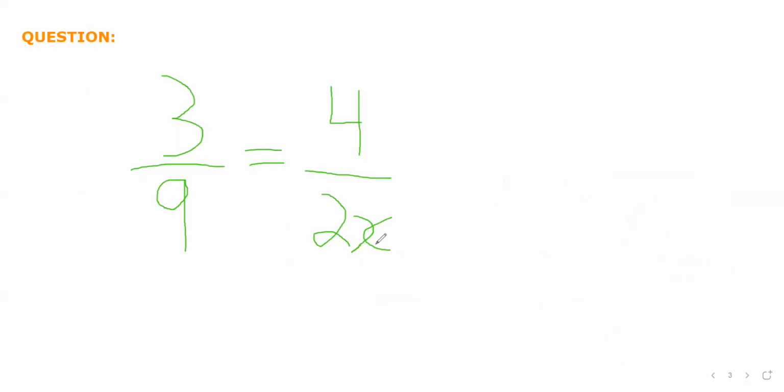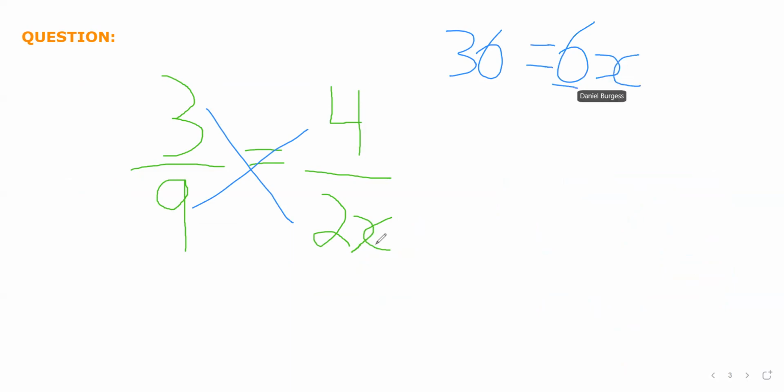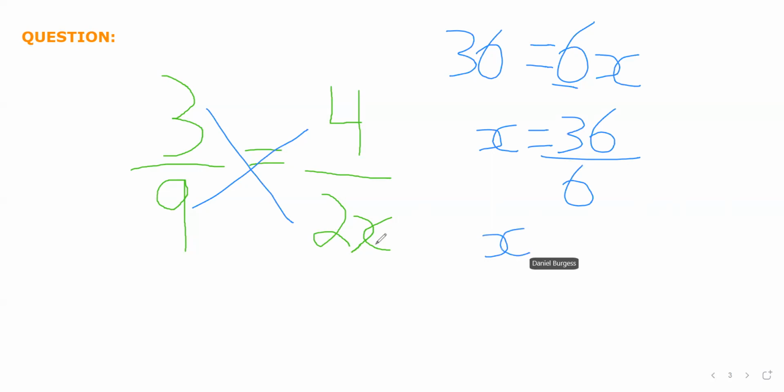Let's try two more questions and call it a day. Same concept, multiply the diagonals. In this case, we have 9 times 4, or 36, and 2x times 3 is 6x. Since the 6 is multiplication, when it carries across we switch to division. So x is equal to 36 divided by 6, which is 6. So x will equal 6.